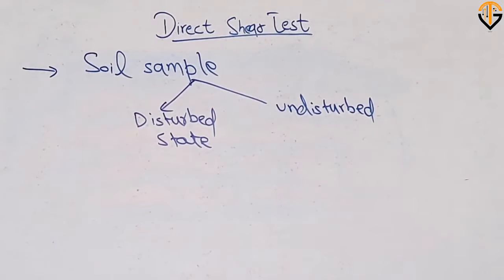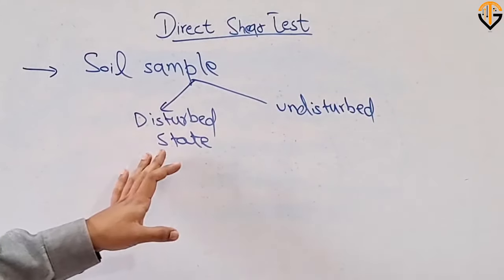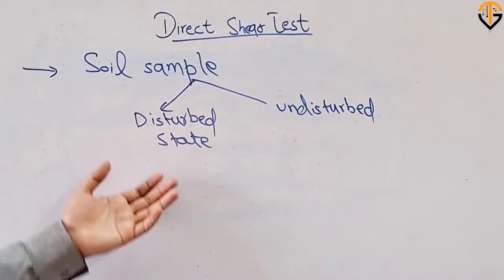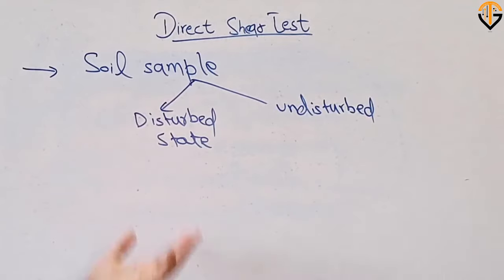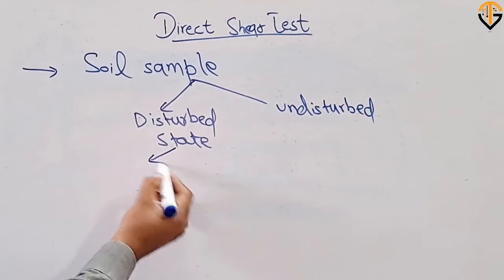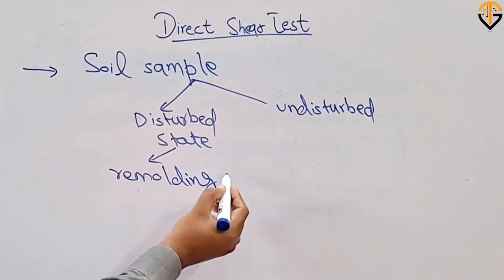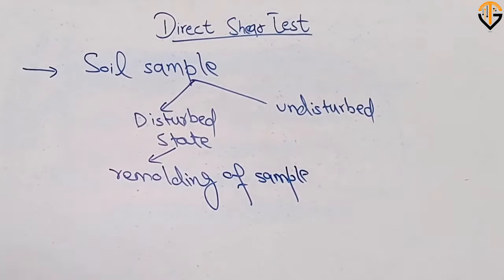So if we have the undisturbed soil sample, we'll simply trim the undisturbed soil sample according to the size of the mold. And if we have the disturbed soil sample, then we have to remold our soil sample. And we have discussed the concept of remolding of soil sample in our previous video. You can watch that video in order to understand how the soil sample is remolded and what is meant by the remolding of the soil sample. A remolded sample will be used in that case.